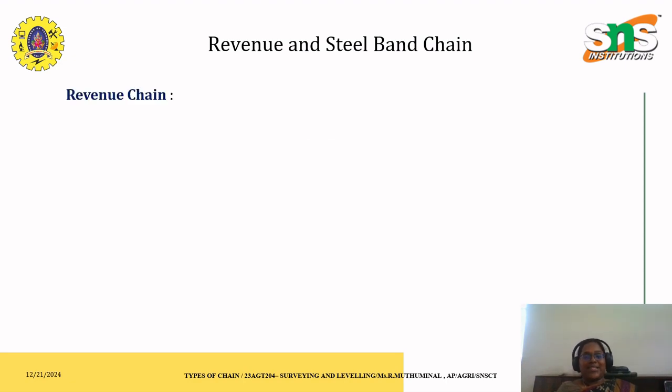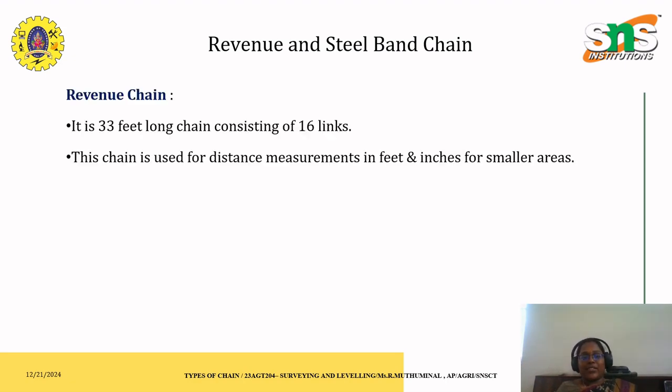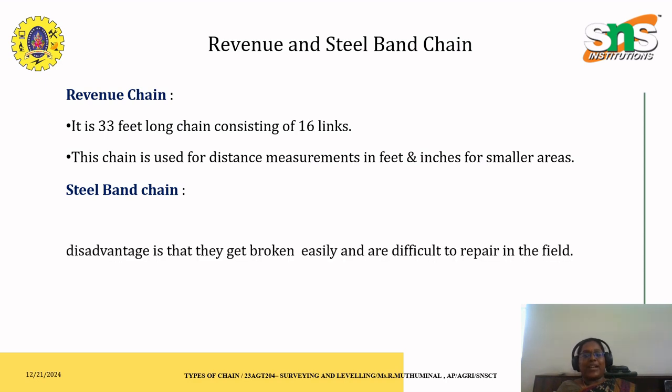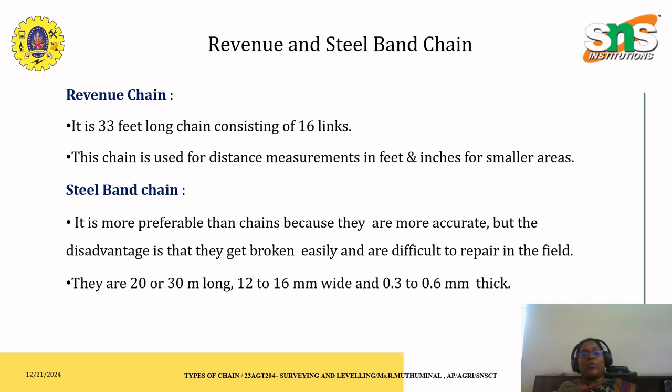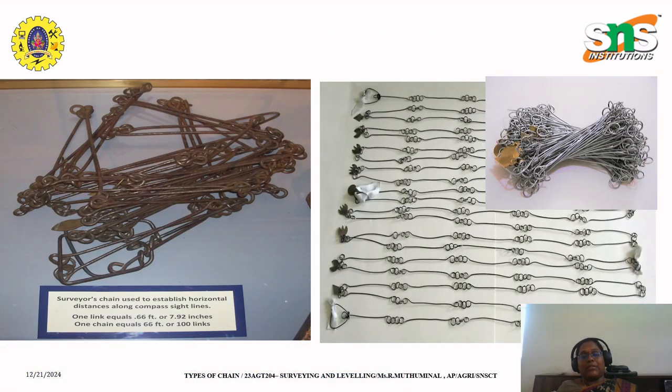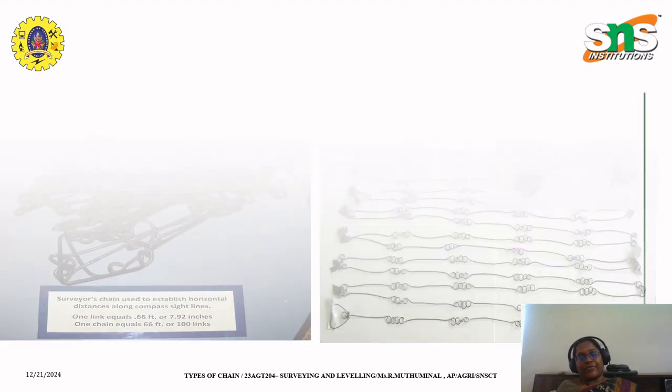The next one is revenue and steel band chain. The revenue chain is a 33 feet long chain, which is made of 16 links. That means the chain is used for measuring distance in feet and inches, and it is only suitable for smaller areas. The most preferable chain is the steel band chain because it is more accurate, but the disadvantage is that it is prone to break easily, and it is very difficult for us to repair it in the field. They are 20 meter or 30 meter long, 12 to 16 mm wide and 0.3 to 0.6 mm thick. So these are the engineer's chain, surveyor's chain, and Gunter's chain photographs.